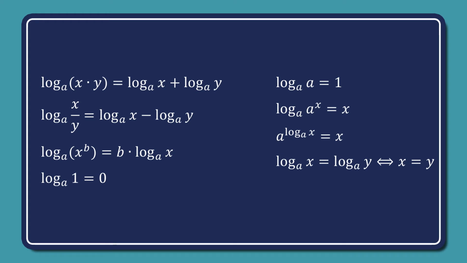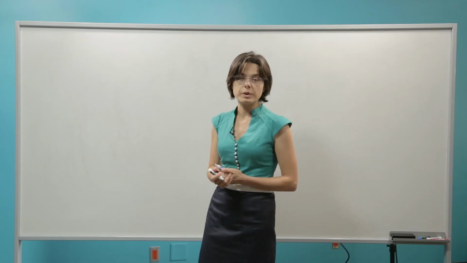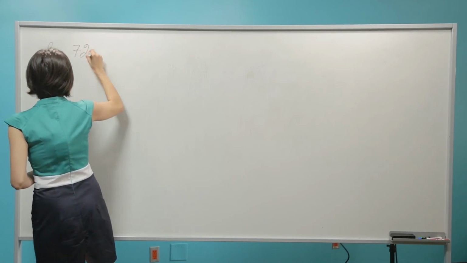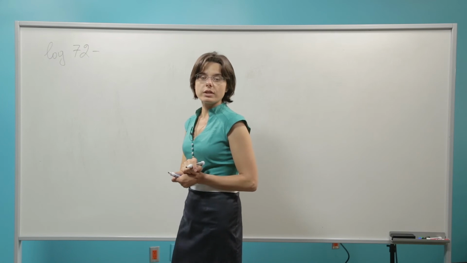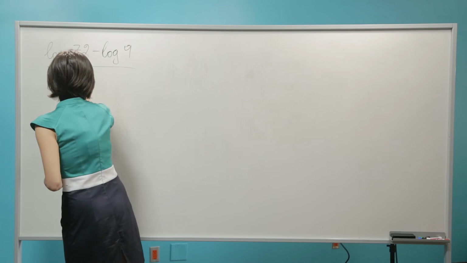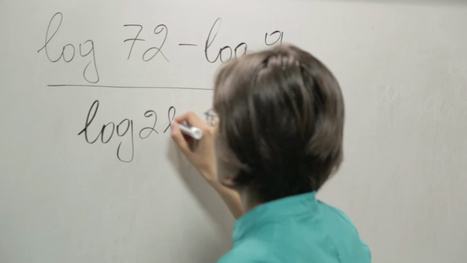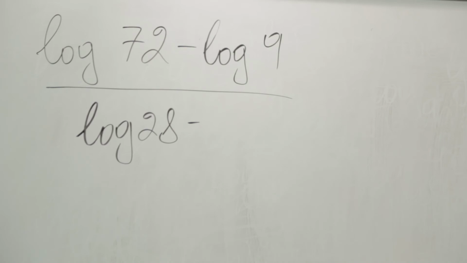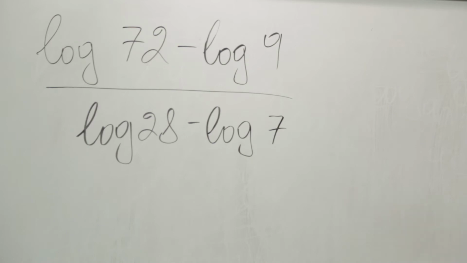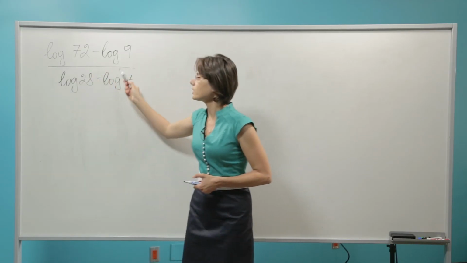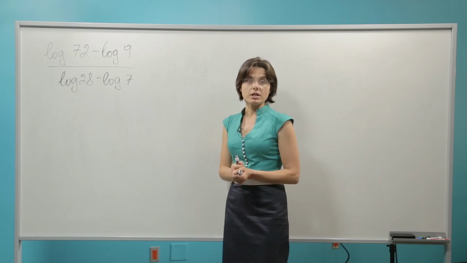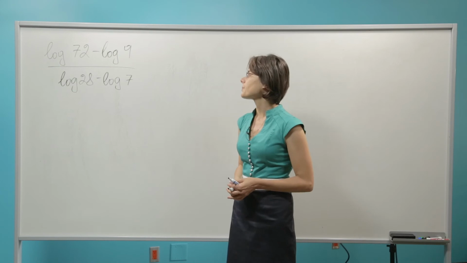Let us do some examples now. Let us simplify the following expression. Logarithm of 72 minus logarithm of 9, divided by logarithm of 28 minus logarithm of 7. As you see, I don't have any base under my logarithm. It means that my base is equal to 10. Let us simplify this expression just using properties of the logarithm.